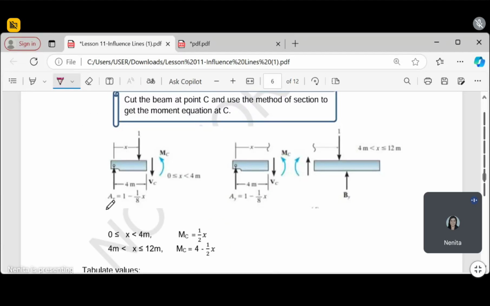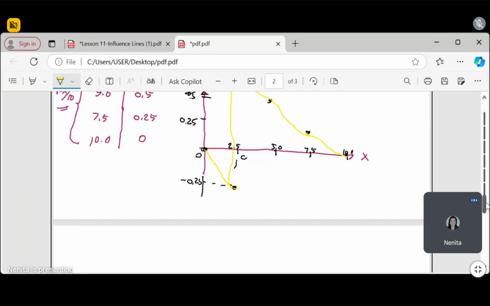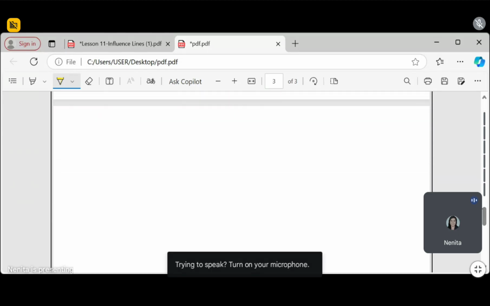Yan. Kaya nga dito, kinuha niya si reaction. So, wala yatang solution sa reaction. Ating kuhain. Let's solve for the reaction.